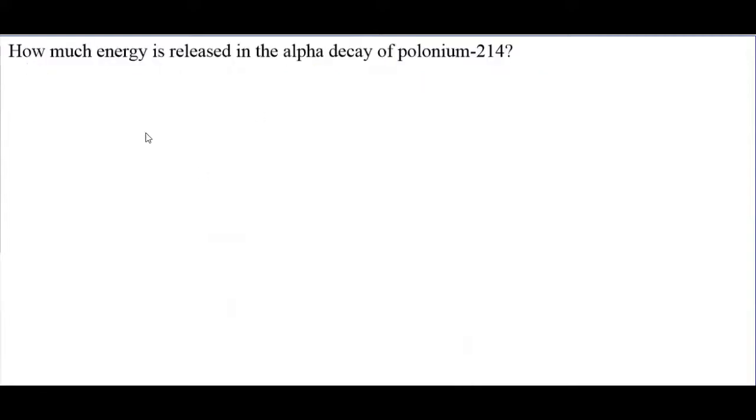So here's our first question. How much energy is released in the alpha decay of polonium-214? So first off, show the alpha decay. Polonium-214, we know it's going to be an alpha decay. It says so in the question. So at the very least, we know it's going to be an alpha particle. And then figuring out what the daughter nucleus is, is just a matter of working the math out. If I have 84 protons to start with, and 2 of them get lost, then that means I have 82 left over.